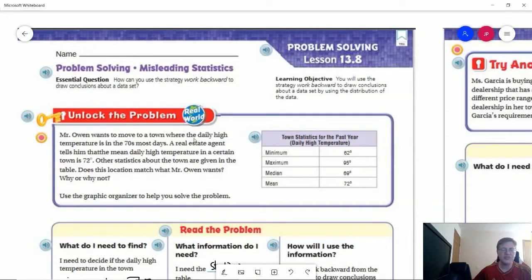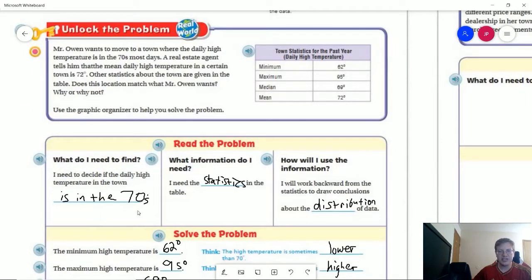Mr. Owen wants to move to a town where the daily high temperature is in the 70s most days. Here are the results of our statistics, and we want to figure out if this is going to match what Mr. Owen is looking for and explain why or why not. We can go ahead and use these values and plug them in to answer different questions. Is the average temperature in the 70s using the statistics, and we want to figure out the distribution of data.